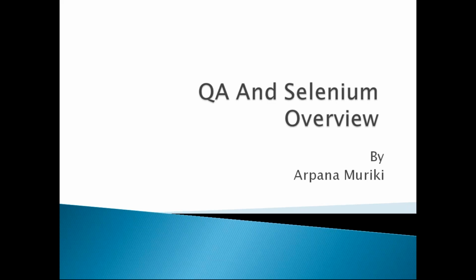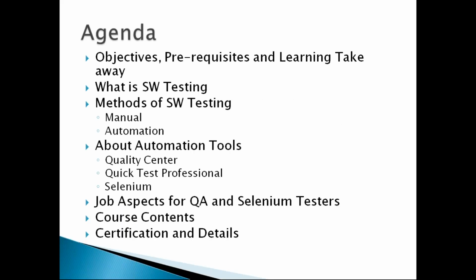Now, let us move on with the agenda of the QA and Selenium session. This agenda includes the objectives, prerequisites, and learning takeaway, followed by what is software testing, methods of software testing like manual and automation, and about automation tools. The tools which we are going to discuss are Quality Center, Quick Test Professional, and also Selenium. And job aspects for QA and Selenium testers, course contents, and the certification details.